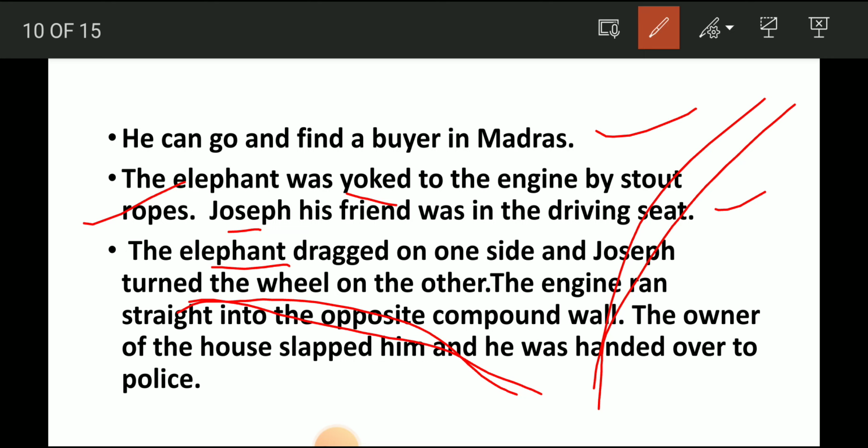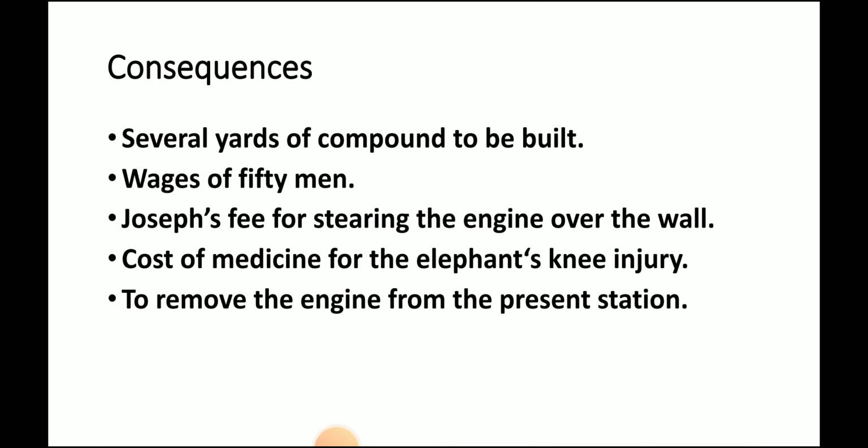In that confusion, what happens? Outside the Gymkhana ground, there is a man's house, and this engine goes and hits the compound wall, damaging the compound wall. What to do? Okay, then the owner comes and slaps the talkative man, our narrator. Then not only slapping him, he hands him over to the police. He is taken to the police station. He has to face a lot of trouble. Then afterwards, with a lot of effort, he is released by the police. But he has to face so many consequences.